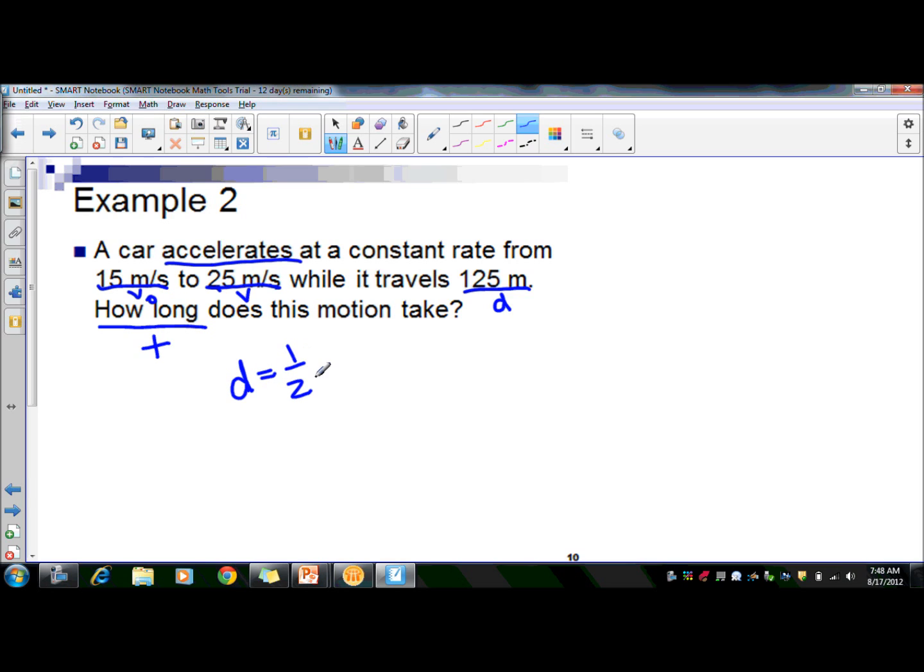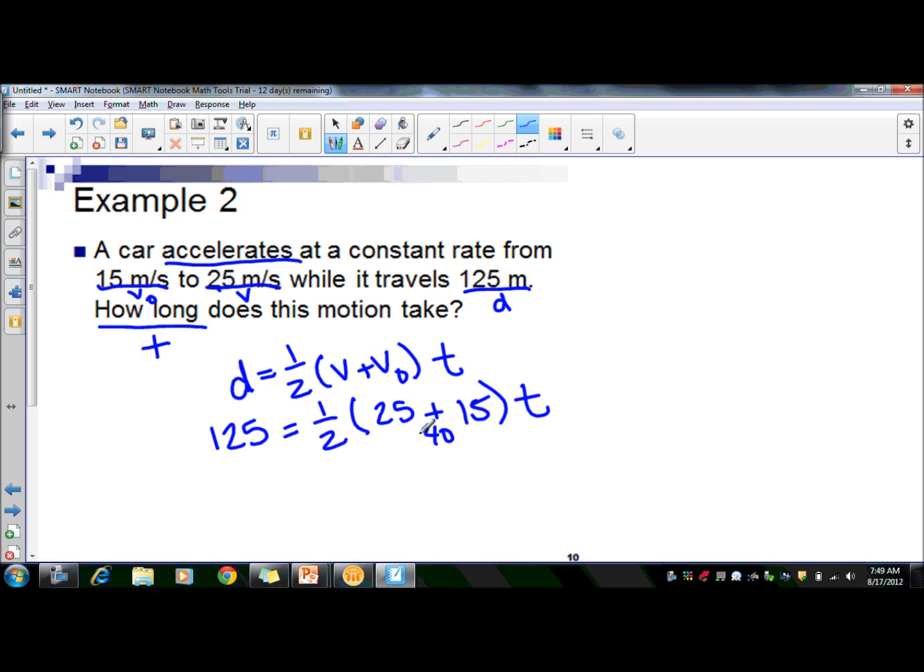D equals 1/2 times V plus V naught times T. So we have 125 equals 1/2 of V, 25, plus 15 times T. 25 plus 15 is 40. And so half of 40 is 20. So from here, you're just going to divide by 20, and you get a final T of 6.25 seconds.